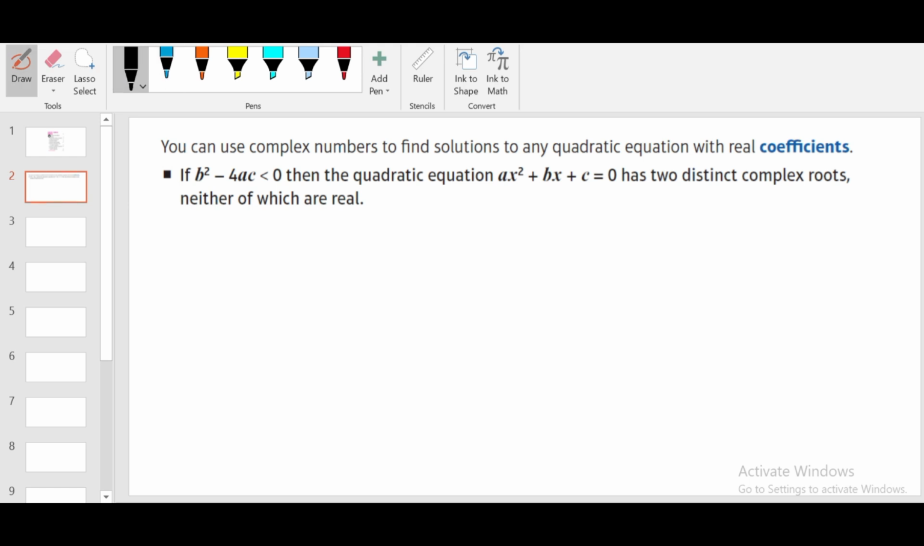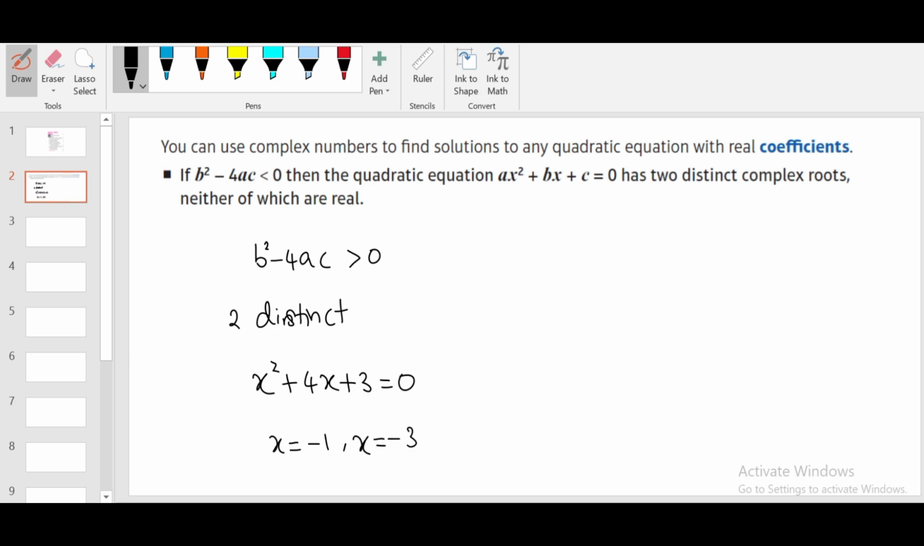Usually when you take a quadratic equation, there are three cases. b² − 4ac, the discriminant, can be a positive number. In that case you will have two distinct real roots. For example, if you have x² + 4x + 3 = 0, if you try to solve this, you will get x = -1, x = -3.